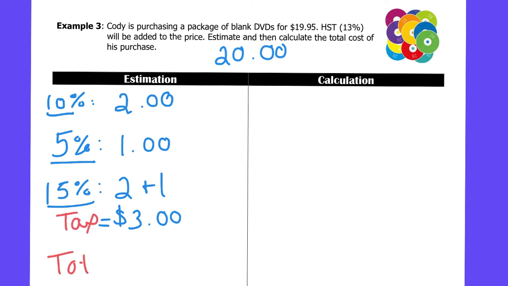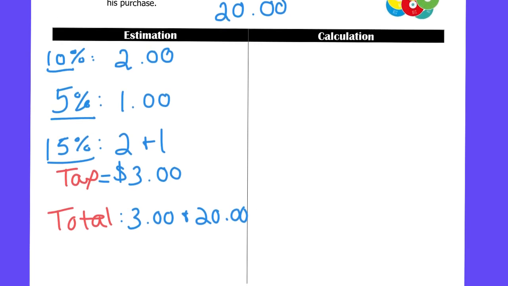And now for total, we just add our tax, so $3, to our original price, $20. So $23. So there's our total for our estimation.